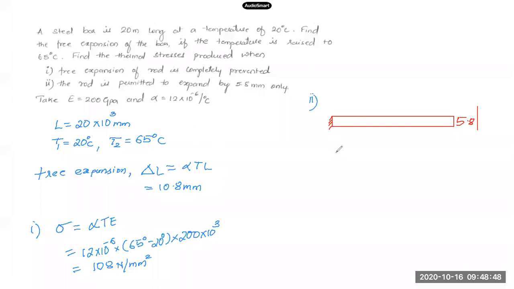Yes, the basic relation you can use: stress upon strain is equal to the modulus of elasticity, or stress can be expressed as the strain epsilon into modulus of elasticity. So E is given to us here. Can I find what this strain is equal to actually?